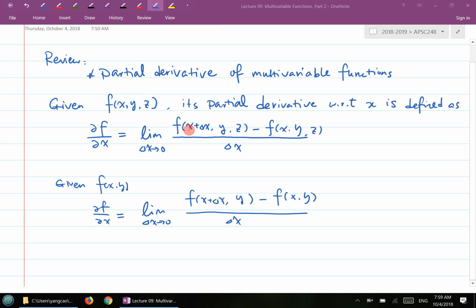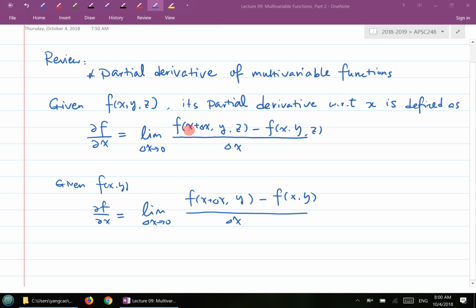Okay, let's continue on partial derivatives, and we'll finish multivariable functions, which will be basically the last lecture that will be included in the midterm exam. Let's do a quick review here. This is what we have covered in the previous lecture.